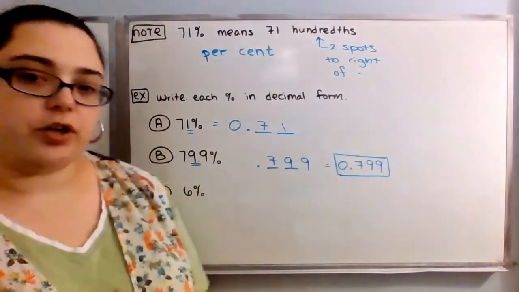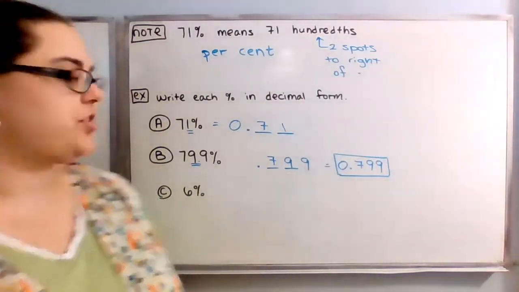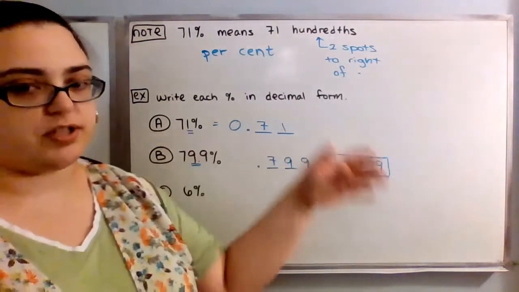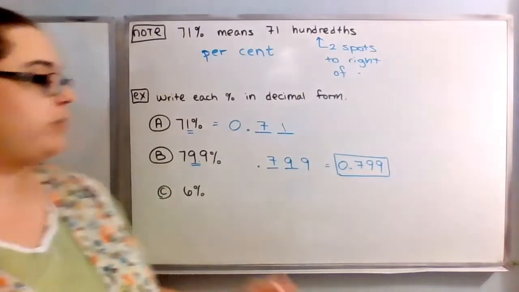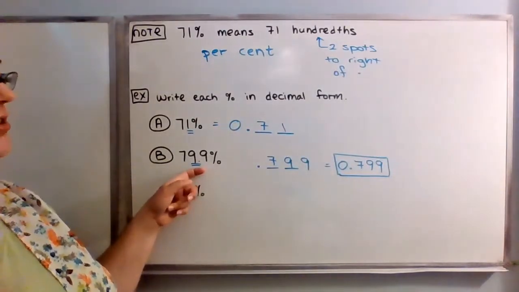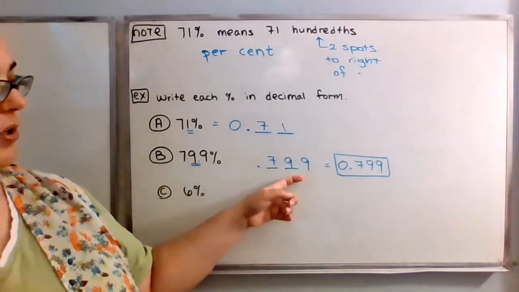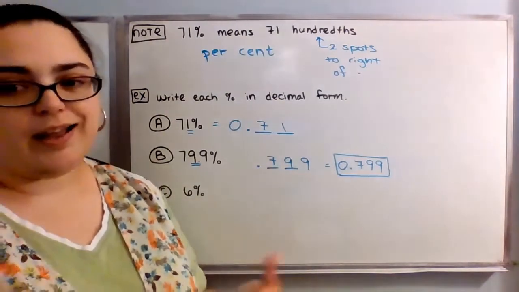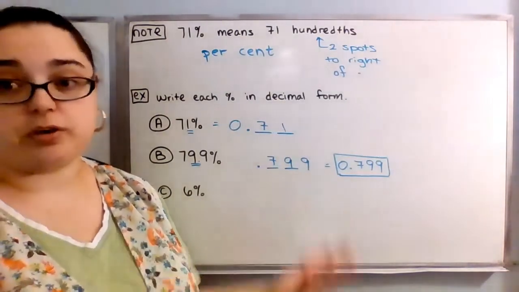So be careful if you're using this place value notion. It doesn't just mean whatever was on the end here goes in the hundredth spot. It means whatever was in the ones place is going to be put in the hundredths place. And then you fill in your digits accordingly.